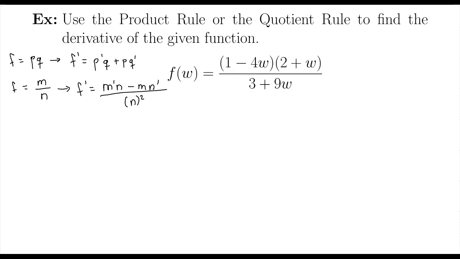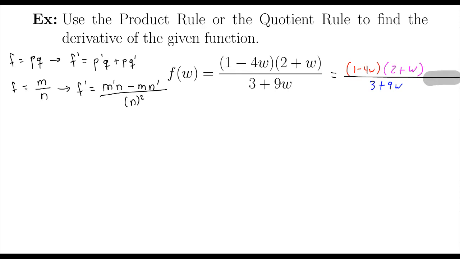So let's start out by using the quotient rule. And I'm going to go ahead and color coordinate this a little bit. I'm going to use red and pink for the numerator. I think that'll make it a little easier to follow along. And I'll use blue for the denominator.